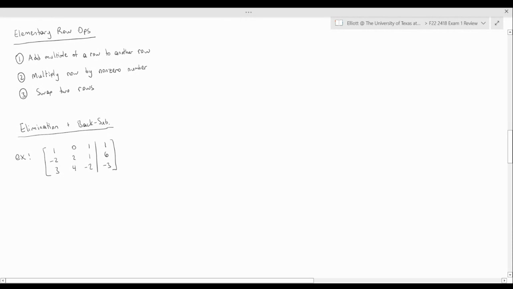All right, so those are the 3 types of elementary row operations that you perform, and you use those in order to do the elimination plus back substitution procedure, okay? Now, the way that elimination and back substitution works is you want to perform elementary row operations to get your matrix into an upper triangular form. Once you get it into upper triangular form, then that's when you do your back substitution, okay? So I'm going to illustrate that with a couple of examples. And here I've got one example already set up.